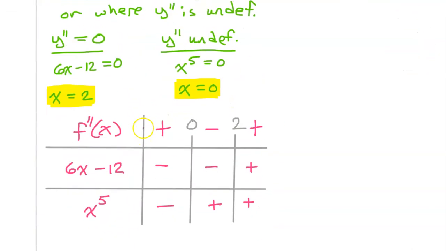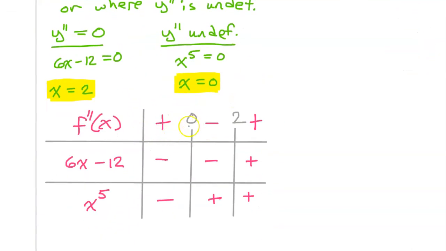So I can forget about a 0 as a possible point of inflection because the function is not even defined at 0. So even though I do see a sign change right here, that's not a point of inflection. However, notice that f double prime goes from negative to positive at x equals 2. So there's your point of inflection.